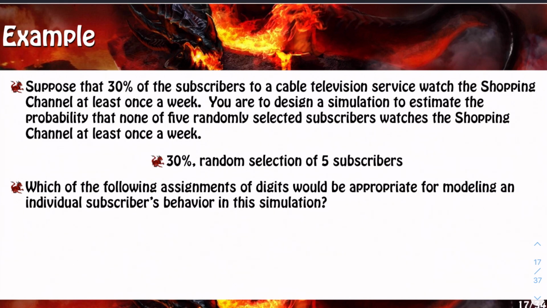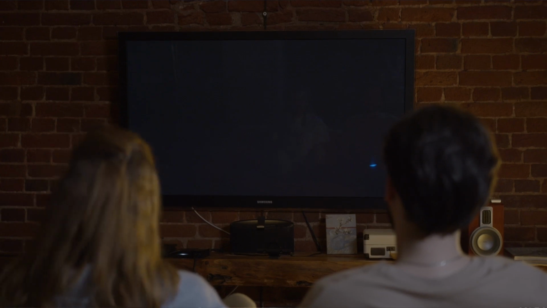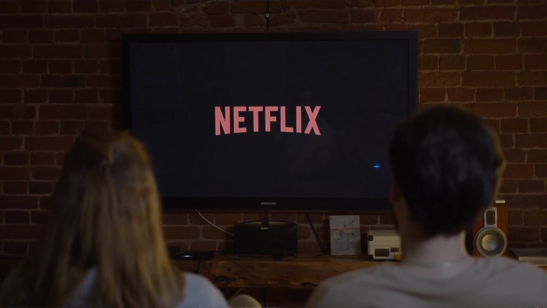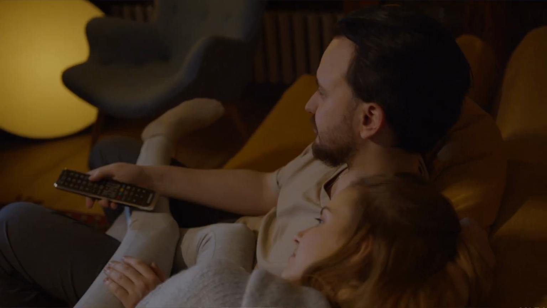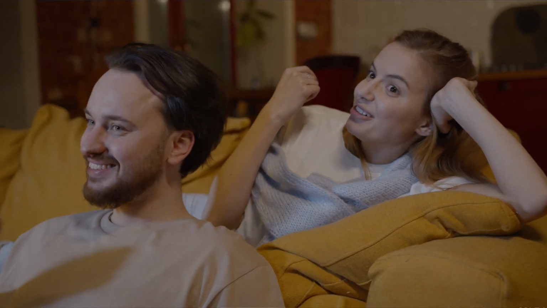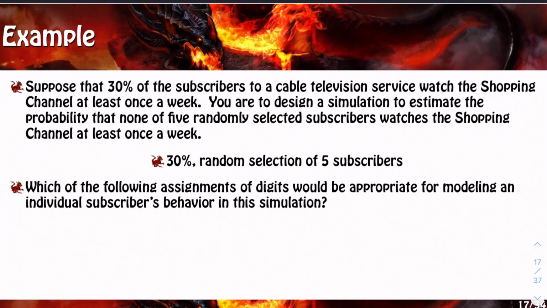First example. Suppose that 30% of the subscribers to a cable television service watch the home shopping channel at least once a week. You are to design a simulation to estimate the probability that none of 5 randomly selected subscribers watches the shopping channel at least once a week. So, 30% of the subscribers watch the channel, 70% of the subscribers don't watch the channel. We are selecting 5 subscribers at random, and we are seeing, do they watch the channel or not?